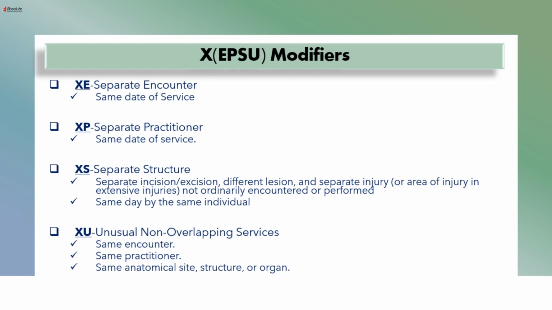Now, XU is unusual, non-overlapping services. So this is when an unusual or non-overlapping service is performed, and it has to be the same encounter by the same practitioner on the same anatomical site, structure, or organ. All right, so same encounter, same practitioner, same anatomical site, organ, or structure, to use this unusual non-overlapping service.